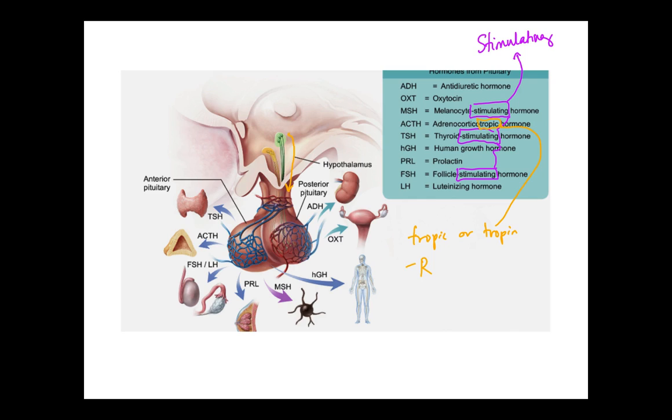Sometimes you'll also see RH, which is releasing hormone. This means that you've got a gland that has hormone in it, and it just needs to know to release that hormone that it has already made. And you can have IH, which is inhibitory, or inhibiting, which means it stops that hormone from working.